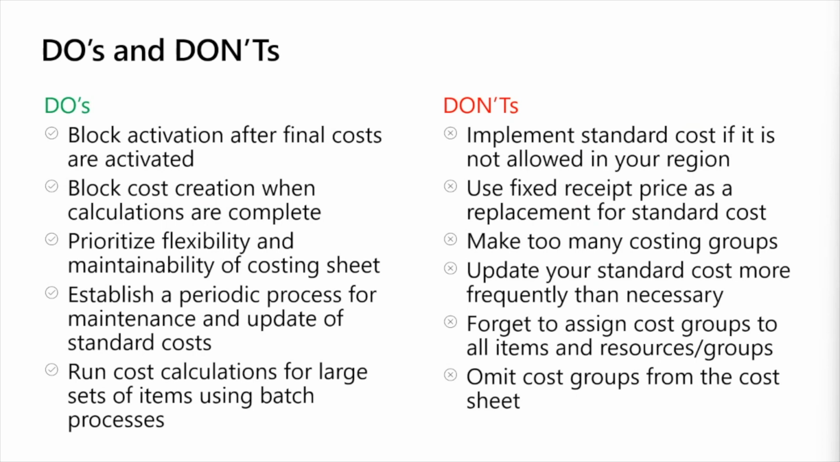We do recommend that you establish a periodic process for the maintenance and update of standard costs. If you set a standard cost once and then forget about it for 5 years, it's very unlikely that that cost is accurate, and your variances may be very high and won't be showing you good margins on your cost of goods sold. We recommend that you run cost calculations for large sets of items using batch processes to mitigate any potential performance issues from the cost calculations.